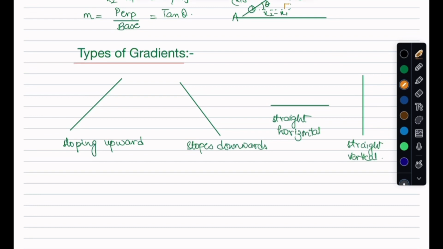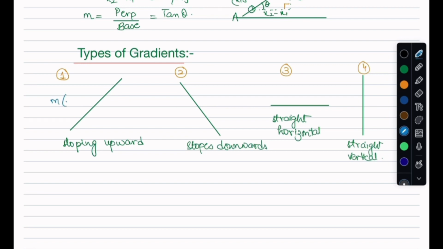Types of gradients. For a straight line, there are 4 shapes that it can take. The straight line can be sloping upward, it can be sloping downward, it can be a straight horizontal, and it can be a straight vertical. So these are the 4 types of straight lines that we can have here.